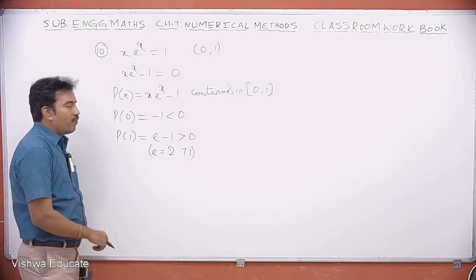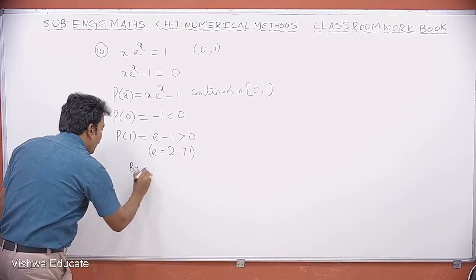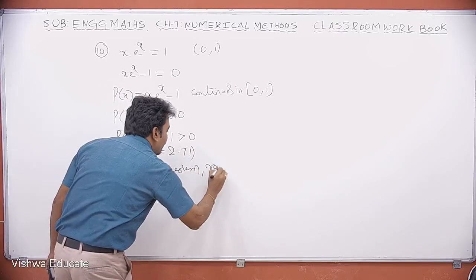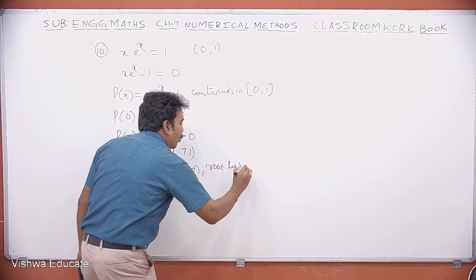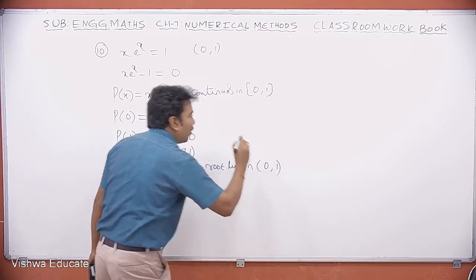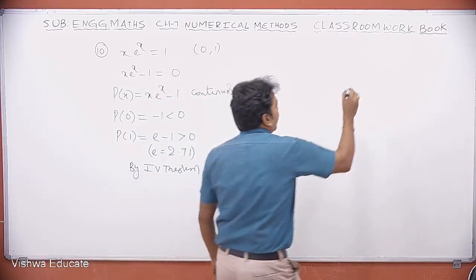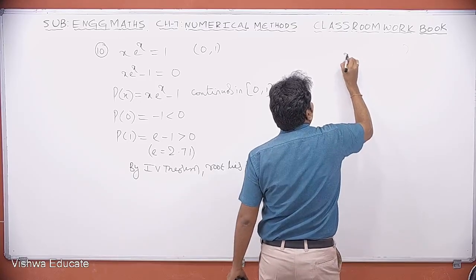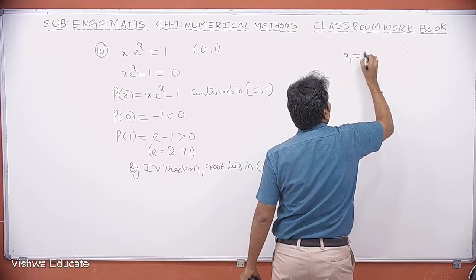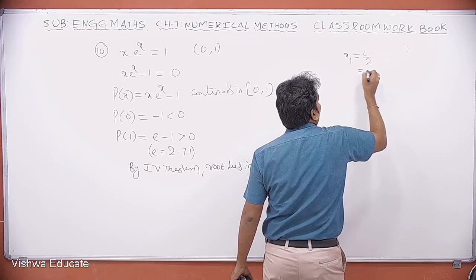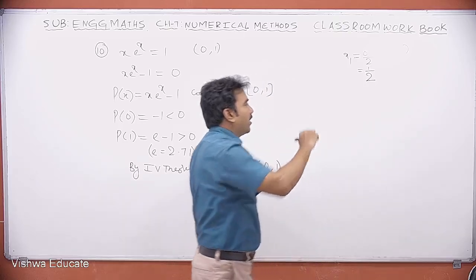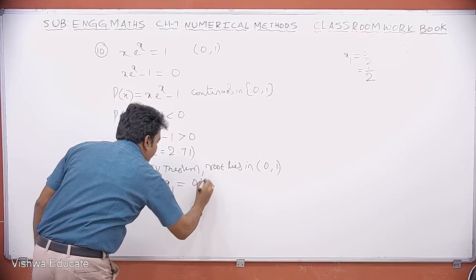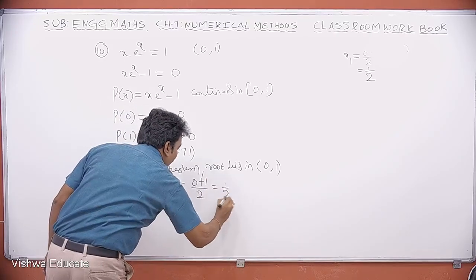Therefore, by intermediate value theorem, by IV theorem, root lies in open interval 0, 1. So therefore, let us write this interval 0, 1. Now here the value of x1 at this place is 0 plus 1 by 2, midpoint of this. So we were applying bisection method, x1 equal to 1 by 2. Therefore, the value of root in the first iteration is 0 plus 1 by 2, this is 1 by 2.